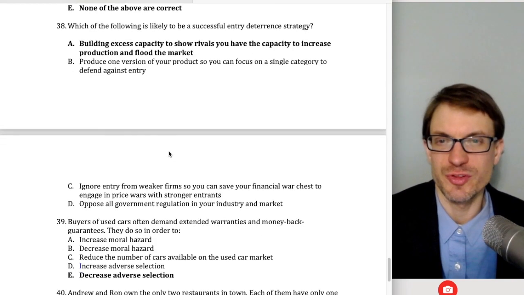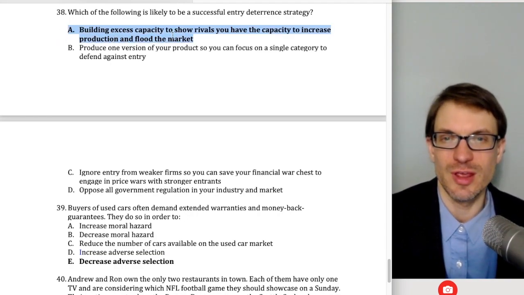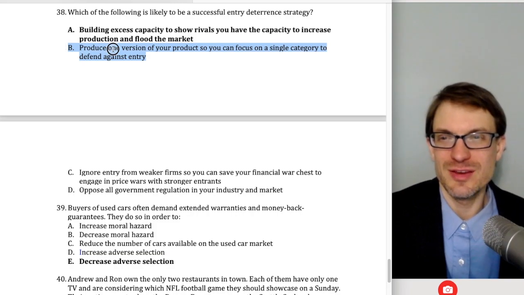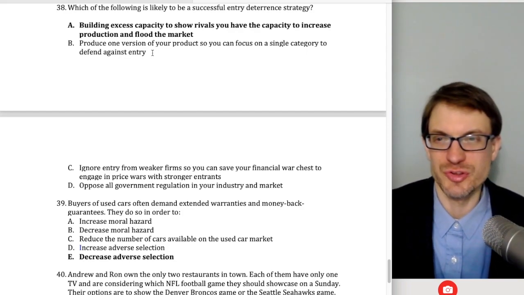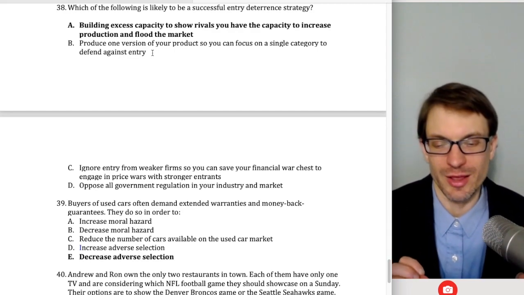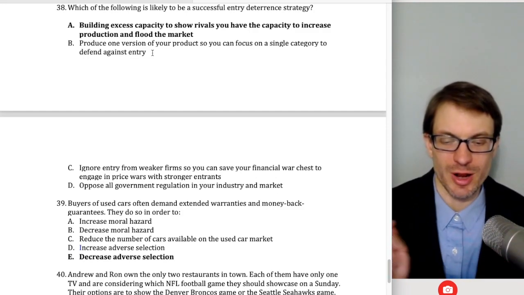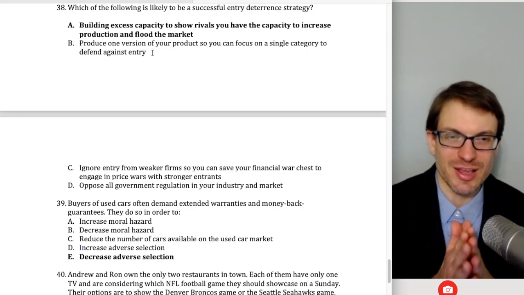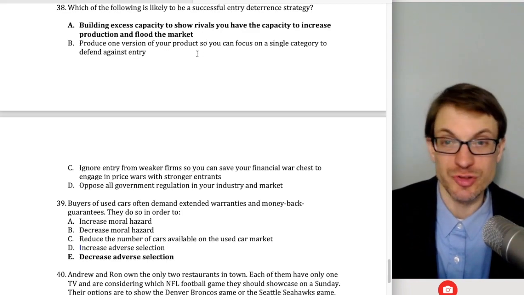Which of the following is likely to be a successful entry deterrent strategy? Building excess capacity to show rivals you have the capacity to increase production to flood the market. Yeah, it's a good entry deterrent strategy. Producing one version of your product so you can focus on a single category to defend against entry. No, that's not going to be successful entry deterrence, because then it's going to be easy for a rival to come up with a different version or something that's close. Think about the cereal aisle, all the different flavors of Cheerios. By producing so many different varieties, it's really difficult. This is product positioning, called product proliferation. The idea is you cover all the space in the market in this product dimension space, and that makes it difficult for rivals to come in. So you don't want just one version.